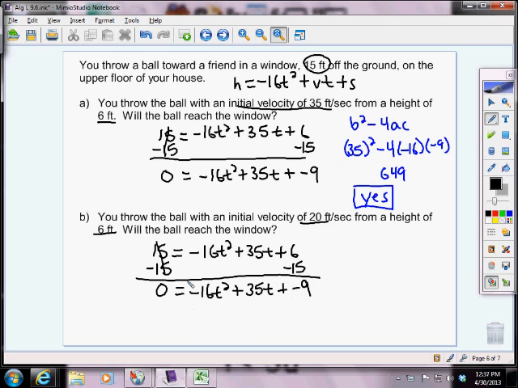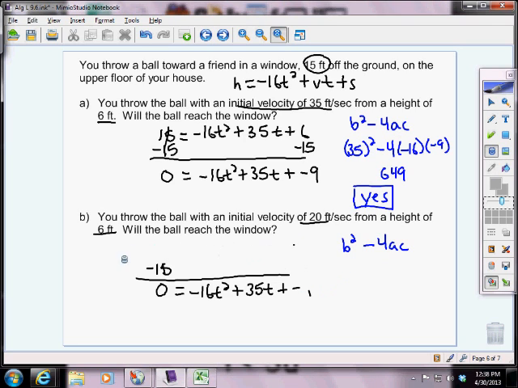So now looking at this, if we want to know, will it reach the window? Not how long it takes to reach the window, just yes or no. We want to know if there's a solution. So let's use our discriminant again. If we plug our numbers into our discriminant, we get 20 squared, because that's our, I'm sorry, I used 35 again. So sorry guys, let me fix that. Actually, let's do this.